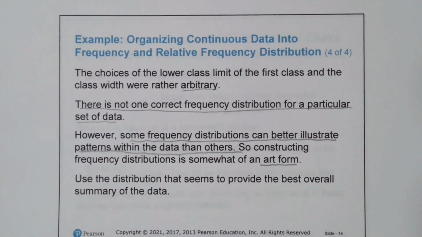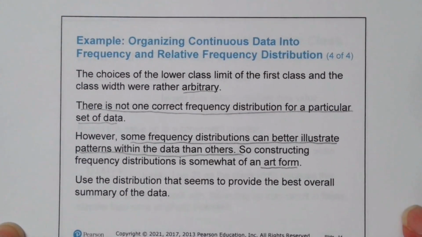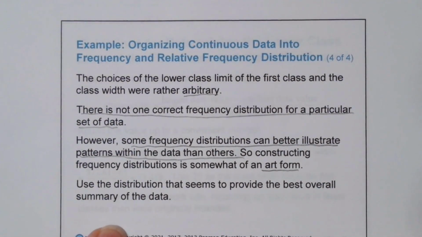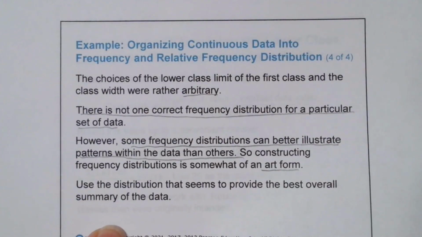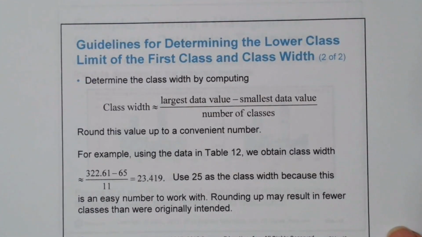Literally, when you're in StatCrunch or some program like that, you can adjust your classes and look at the distribution of the data and try to figure out which histogram captures the shape of the data best, or what's really going on. Notice it says to use the distribution that seems to provide the best overall summary of the data. Really we're trying to get a good idea of what the data is telling us, and we're looking for the histogram that presents that the best. All right, let's move on to the next slide.